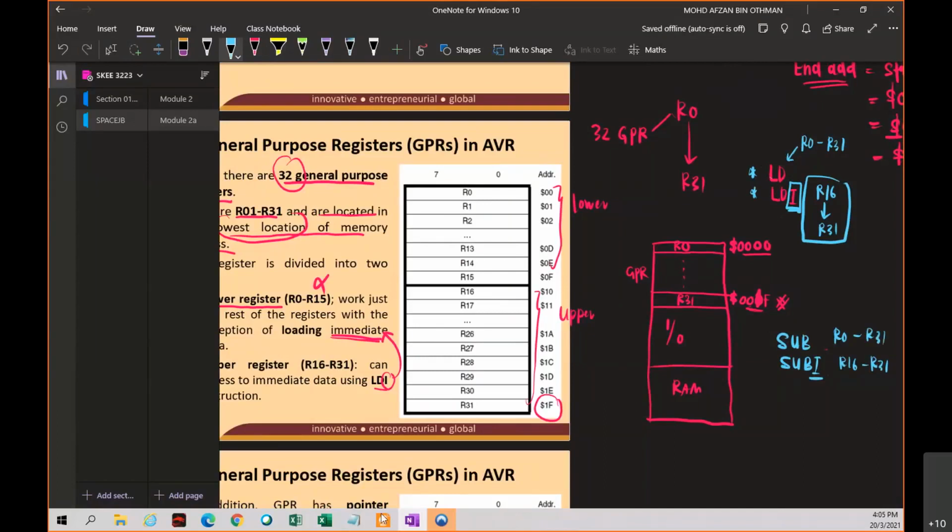Okay, actually this GPR is used here to store the data temporarily. Kita sebagai untuk simpan data sementara saja. Itulah kegunaan general purpose register.